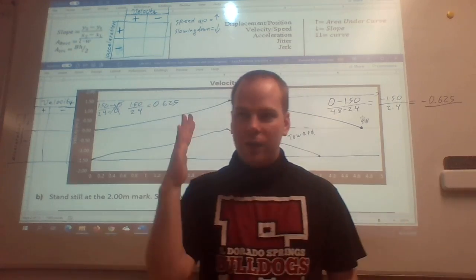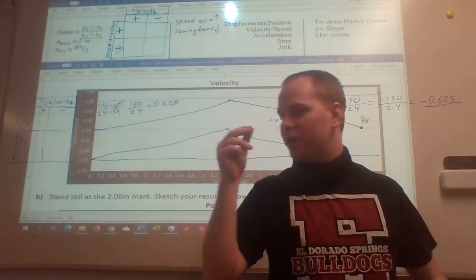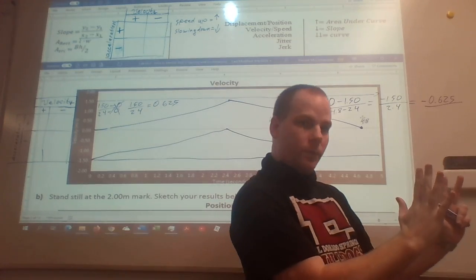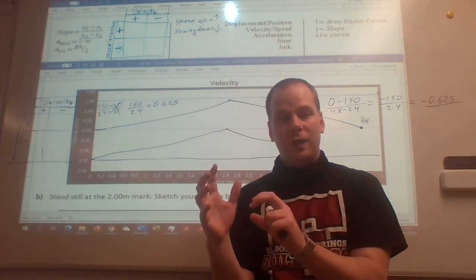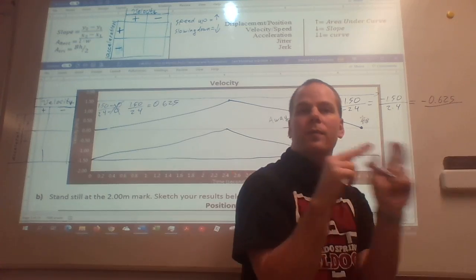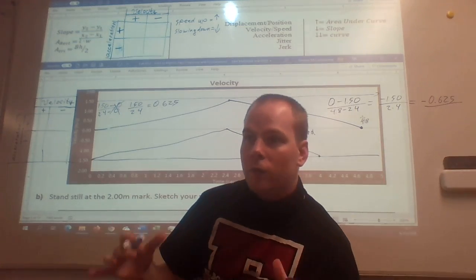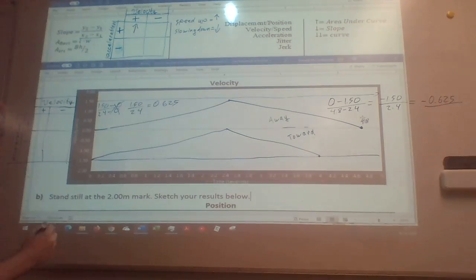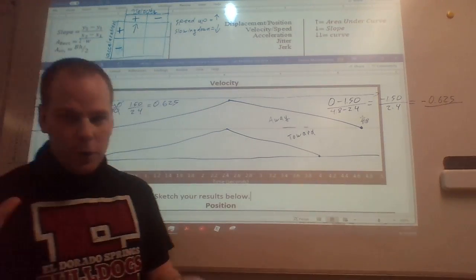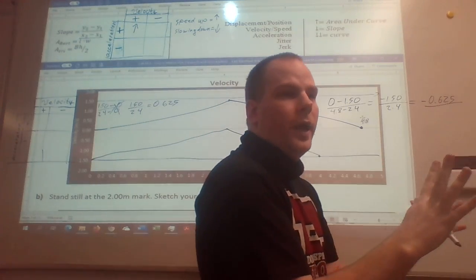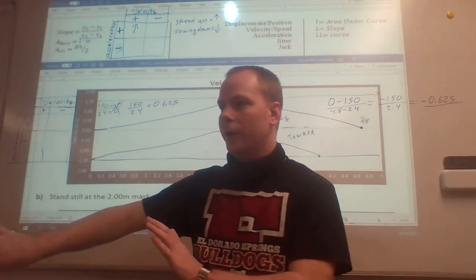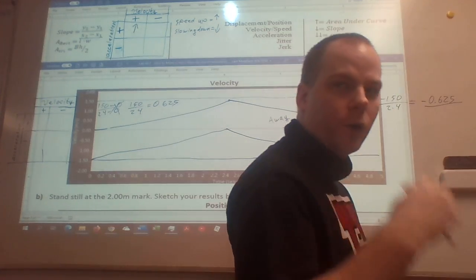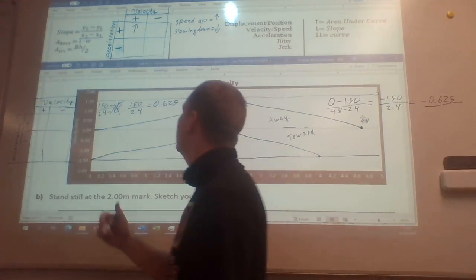So a positive velocity. If your acceleration is also positive, indicating your acceleration is away from the detector, your velocity and your acceleration are in the same direction. And that's going to cause you to speed up. But if you are moving away and your acceleration is toward, your acceleration is fighting you while you're trying to move. And it's going to cause you to slow down.